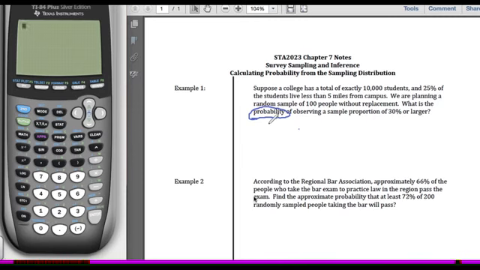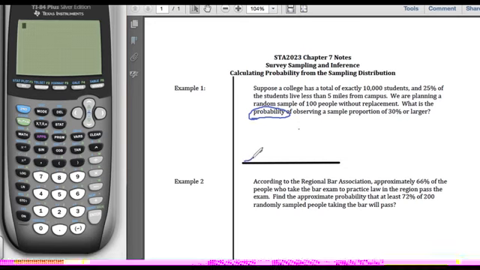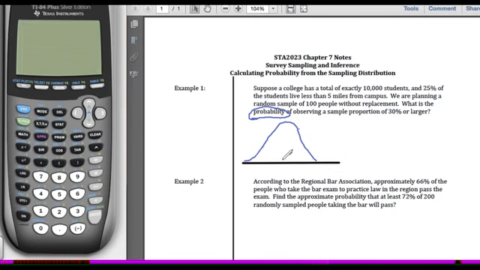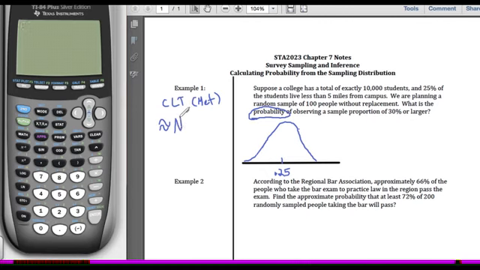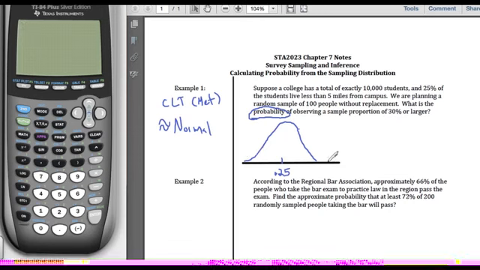In the previous video, video 5, we just saw that the conditions of the central limit theorem are met because we had a random sample. We had 25 expected successes and 75 expected failures. So because the central limit theorem was met, that means our sampling distribution is approximately normal. It's this nice bell-shaped curve.